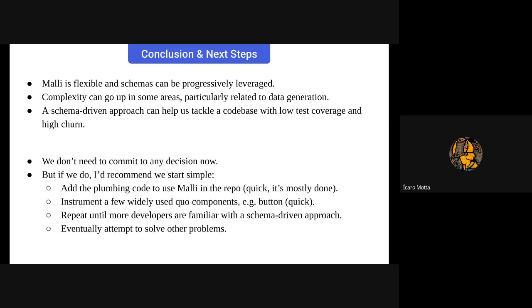And that's why I think we should start simple. Maybe a plan for using Malli would be to add the plumbing code to the repository, which should be quick because I did most of the work. This was the hard part. And we can instrument a few widely used components like the button and see how other devs react to this, get their opinion, and then repeat and let more developers become familiar with this schema-driven approach and write their own schemas for and instrument other components.